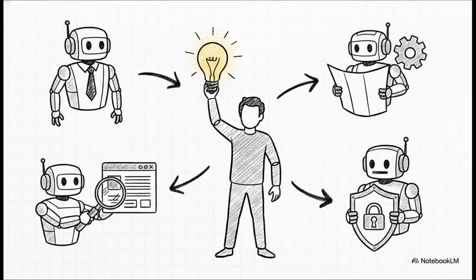GStack essentially turns your standard AI into a fully staffed virtual engineering team with 23 distinct specialists. You get a CEO to pressure test your idea, an engineering manager for architecture, a QA lead, and even a security officer. You could pitch an app, and your AI CEO will interrogate your idea for 20 minutes before a single line of code is ever written.